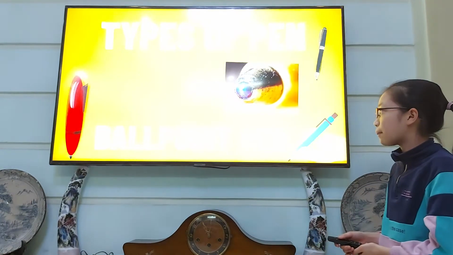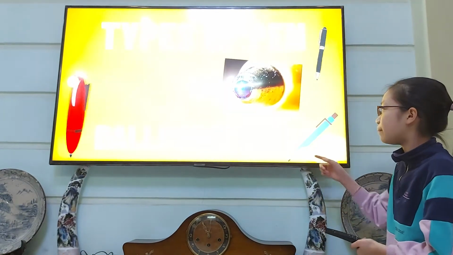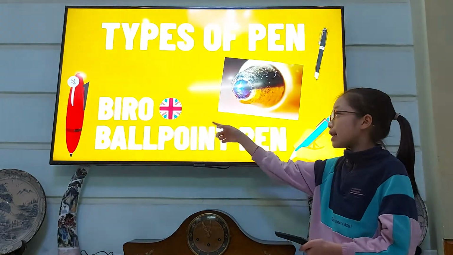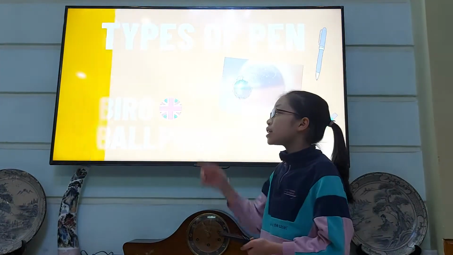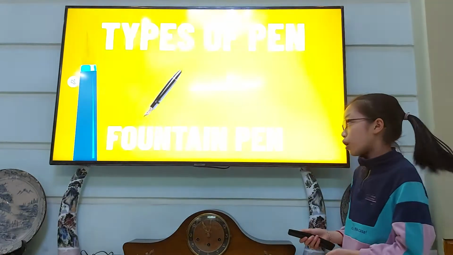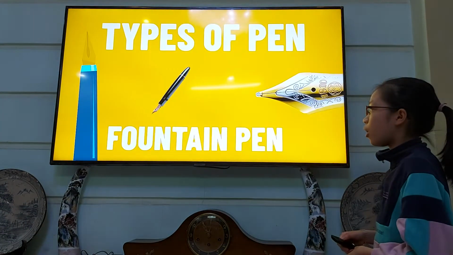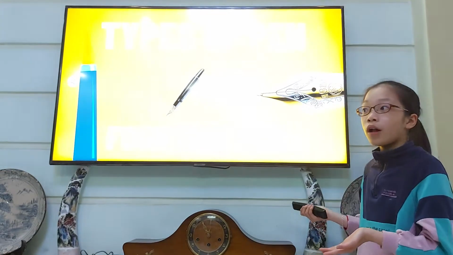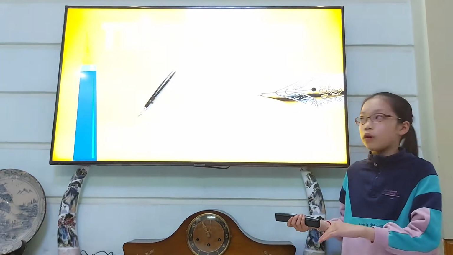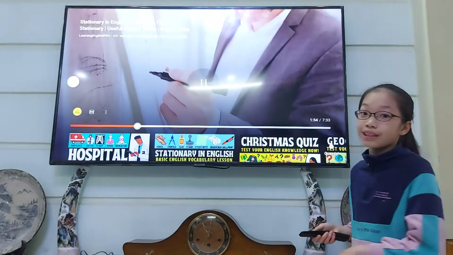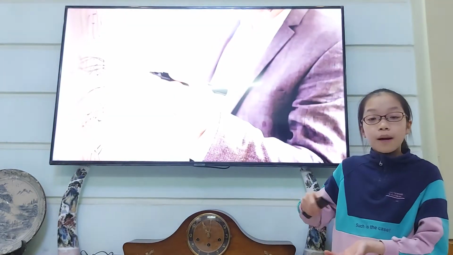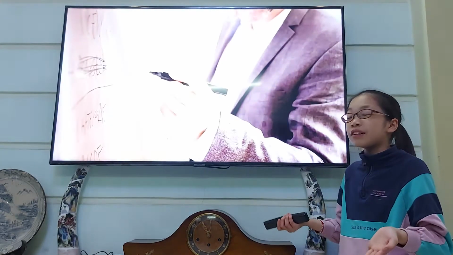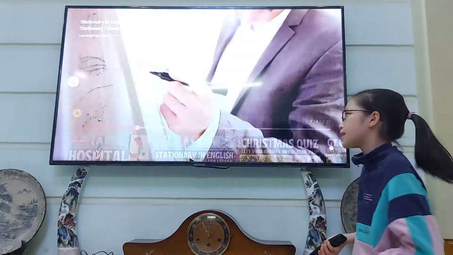Our first type is called a ballpoint pen, which has a ballpoint. And in British English, we could also call this a biro. Another type of pen is called a fountain pen, though not many people use this nowadays. Well, I think that in primary school, they still use fountain pens to write stuff. But from secondary, we no longer use fountain pens. And I think that fountain pens are not very popular nowadays.